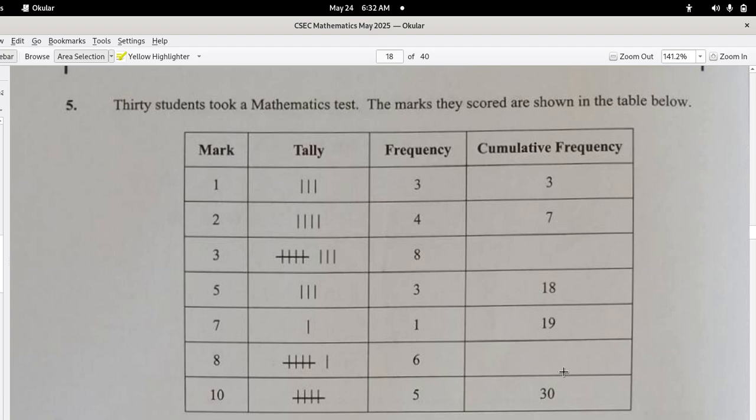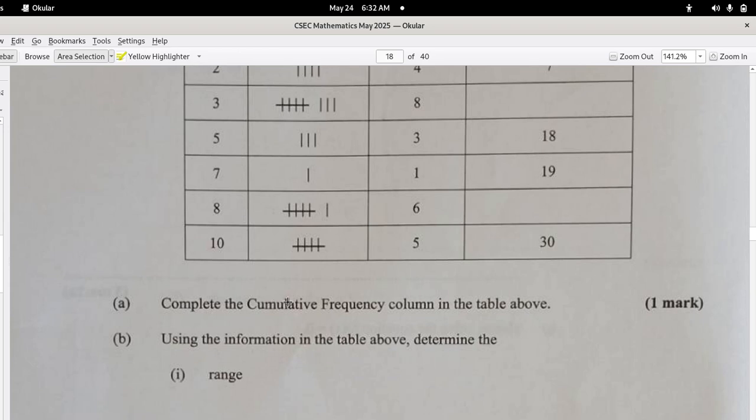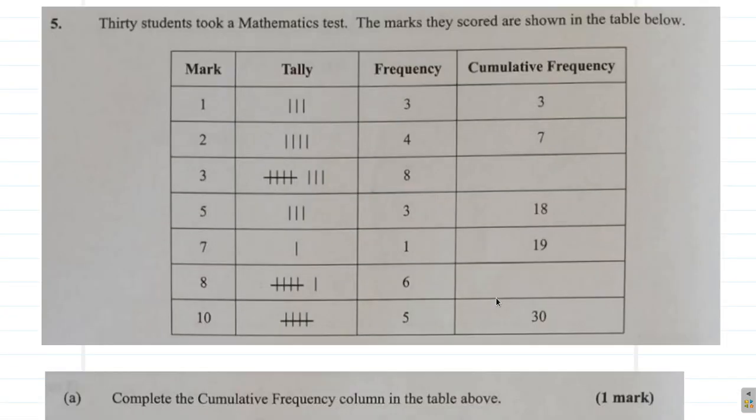Now, you have cumulative frequency. It says complete the cumulative frequency column in the table above. I copied it over here already. Let's look at what you should do. Cumulative frequency means these frequencies accumulate, they add up. The first is 3. This 7 comes from 3 plus 4, which gives you the 7.